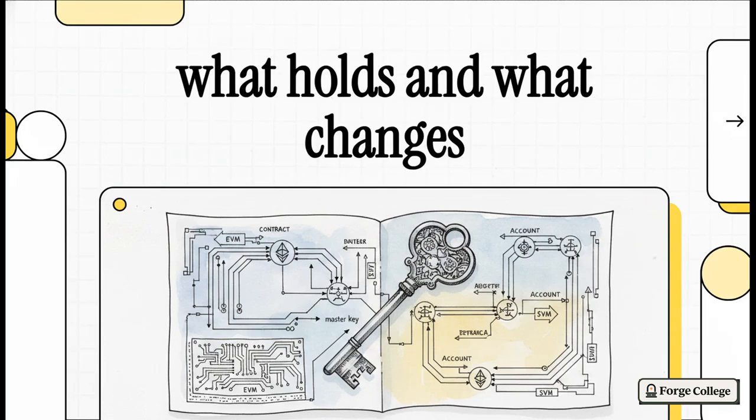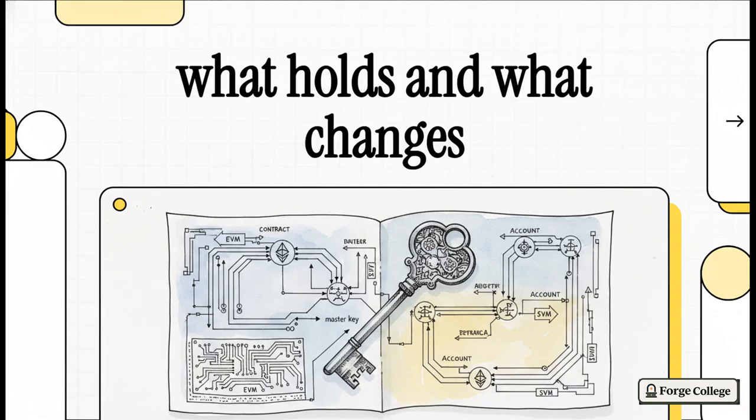Today we are pulling out the engineering blueprints to tackle one of the absolutely most critical security differences in all of Web3. We're talking about permissions and access patterns, specifically what holds up and what completely changes when you transition from the Ethereum virtual machine, the EVM, over to the Solana virtual machine, or SVM. You can think of this as the master key to your whole security mindset shift.